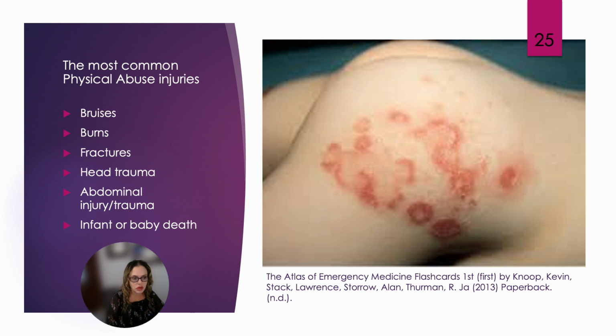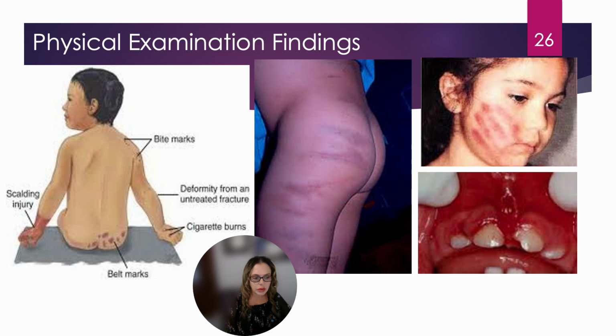The most common physical abuse injuries are typically bruises, burns, any fractures, head trauma, abdominal injuries or trauma, or infant or baby deaths, which should always be investigated for child abuse. Physical exam findings that we talked about: belt marks, any scalding injuries, obviously a bite mark would trigger, cigarette burns would be a trigger. You can see on this child the linear marks, that is from a belt, a slap mark across the face, or that injury to the frenulum.